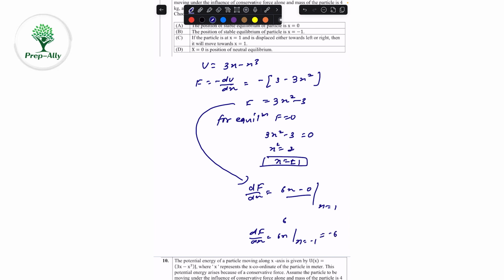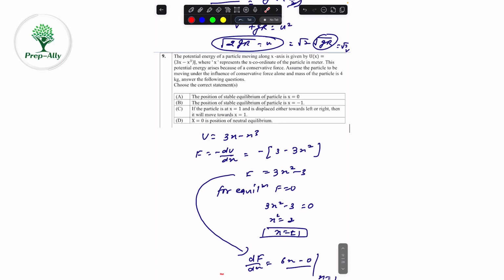Now at x is equal to minus 1, dF by dx is equal to minus 6. It is the differentiation of F, and it is coming out to be negative. That means we are on the maximum part of the potential energy curve, and at x is equal to 1 it is coming out to be positive. That means we are at the minimum part of the potential energy curve. We know the minimum part is stable equilibrium and the maximum part is unstable equilibrium. So x is equal to 1 will be our stable equilibrium.